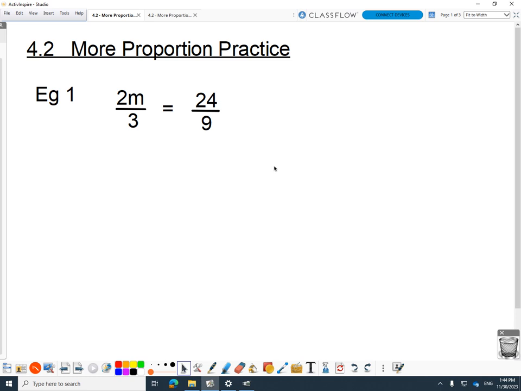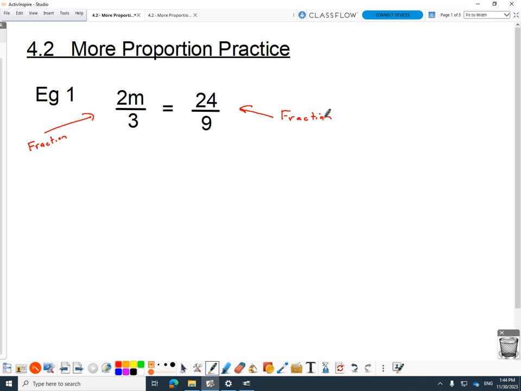Given a proportion, and a proportion is fraction on this side and fraction on that side. And again, if you don't like fractions, please do not panic. We're not going to get all fractiony here. We're going to get rid of the fraction in the first step.